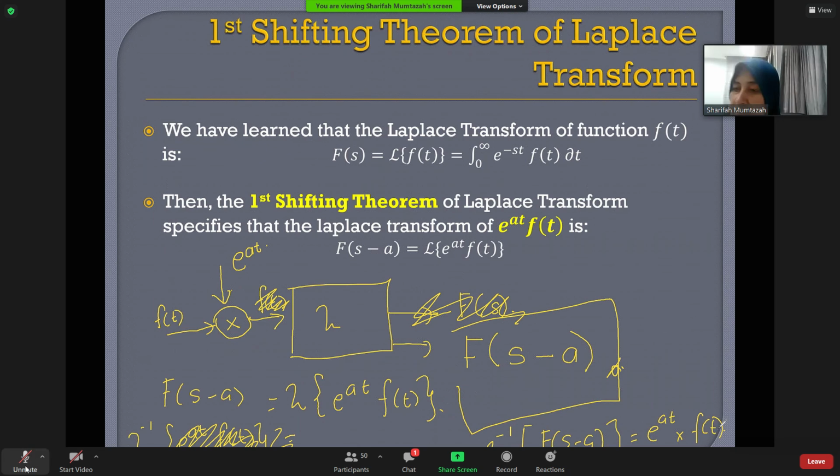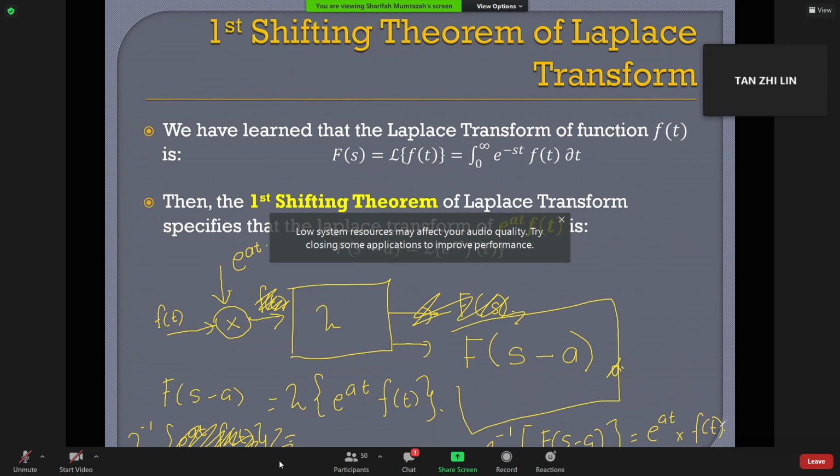Yes. May I ask why we need the first shifting theory? This is the theory, the first shifting theory. If you want to do, okay, never mind. You want to show why it is being shifted, okay, we will show it. Good question. Let us do it again.